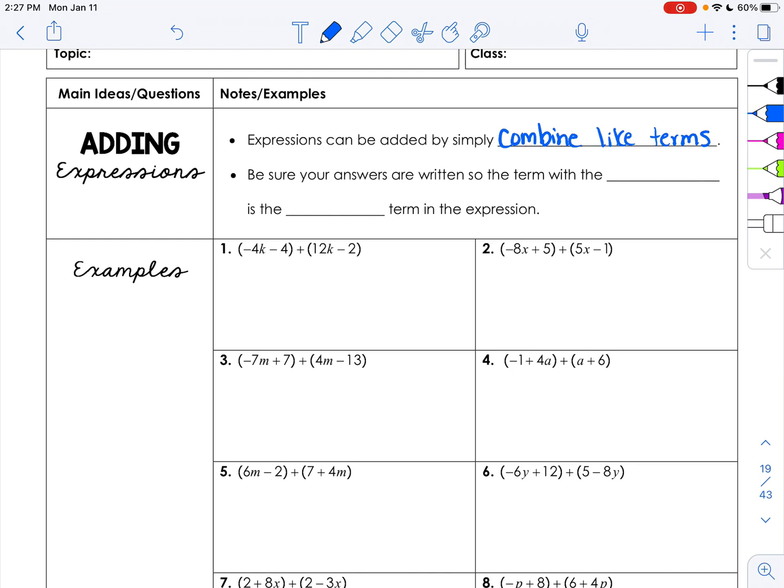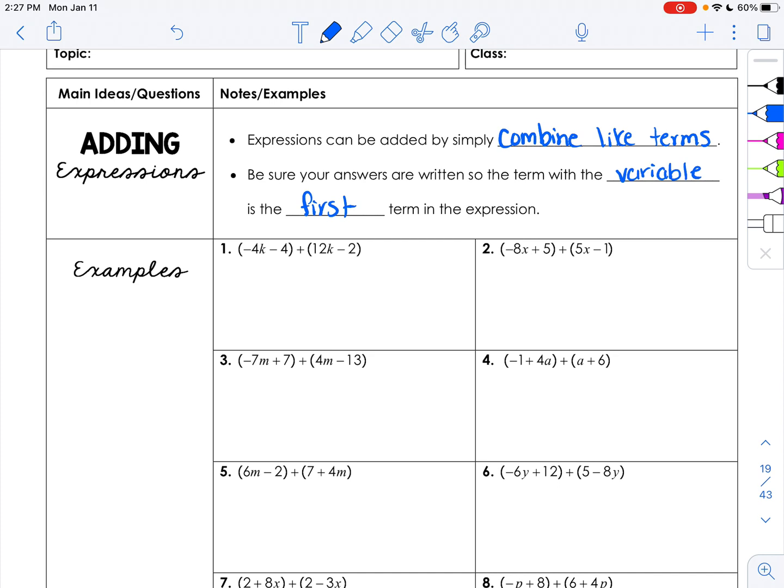Be sure your answers are written so that the term with the variable is first in your expression. So when we're combining like terms, if we focus on our variable terms first, this will always be true. We want our variable term to be first and our constant to be last in our answer. So let's take a look at a few examples.